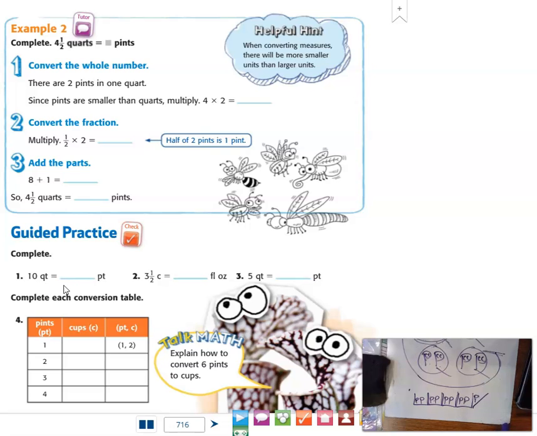Okay, again, I'm going to do 10 quarts is how many pints. So I can draw 10 Qs.